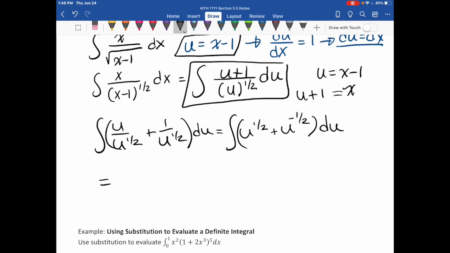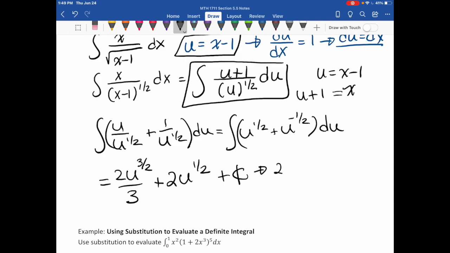Now I can find my antiderivative. If I find the antiderivative of u to the 1/2, I have to add 1 to the exponent and divide by that exponent. So I have u to the 3/2, and I'm going to divide by 3/2, which means I'm going to multiply by 2/3. Plus, I'm going to add 1 to the negative 1/2 power, which gives me u to the 1/2. And now I have to divide by 1/2, which is the same thing as multiplying by 2. And then I'm going to add my constant.